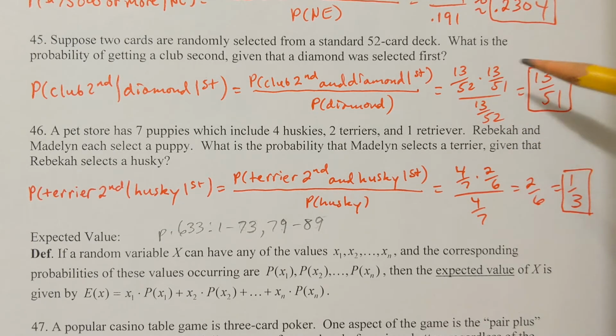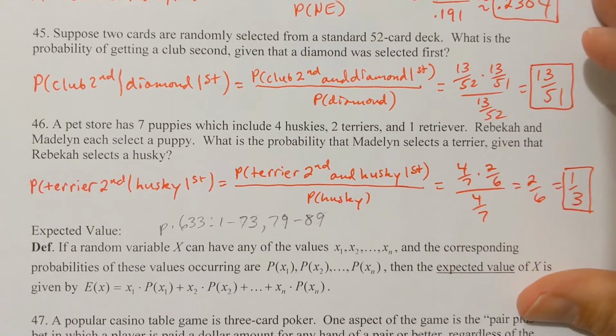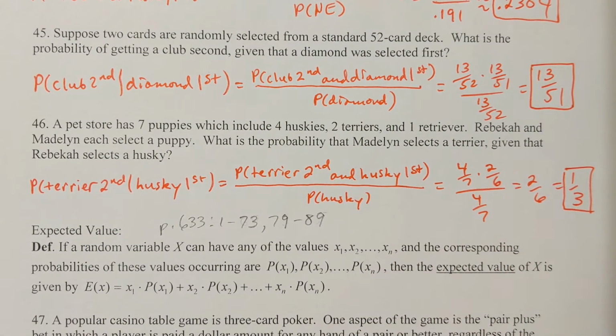By the way, I think this should make total sense to us. The probability of getting a club second, given that a diamond was selected first. Well, if we select a diamond first, there's not 52 cards left in the deck anymore. There's 51 cards now. All the clubs are still there, all 13 of them. So 13 over 51, boom, we could have gone right to the answer.